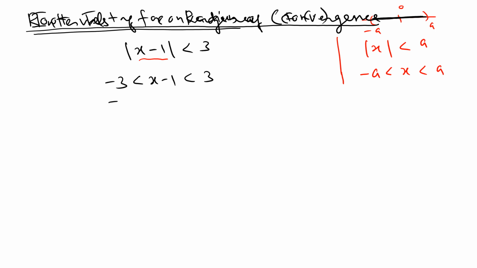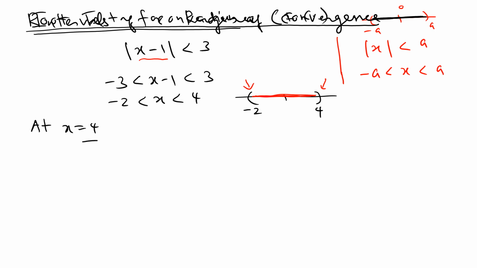So now what we do, we add 1. That means you're going to get -2 < x < 4. So that's the interval. So you can see it is between 4 and -2. Now the question is, we don't know what's going to happen at the end points, so we're going to check the end points. So let's say at x equals 4. Let's plug that into the original series. So the sum from n equals 1 to infinity of -1 to the n, 4 minus 1 to the n, over 3 to the n. So you can see that 4 minus 1 equals 3. So it's 3 to the n over 3 to the n.